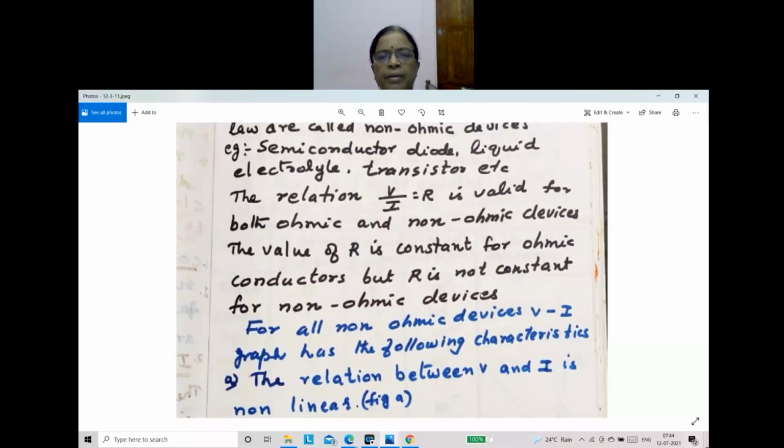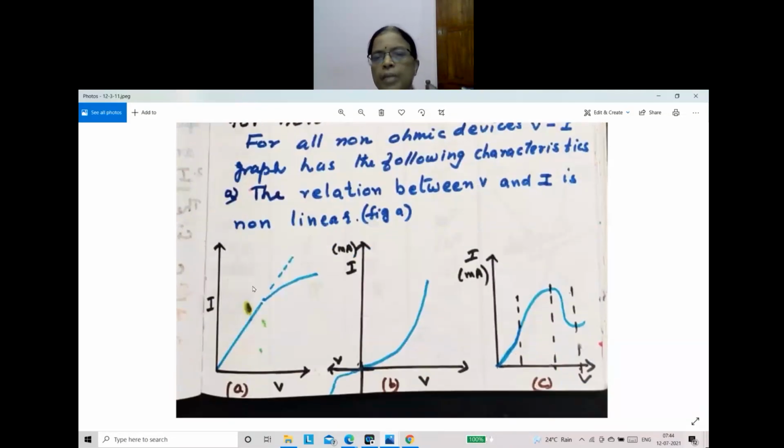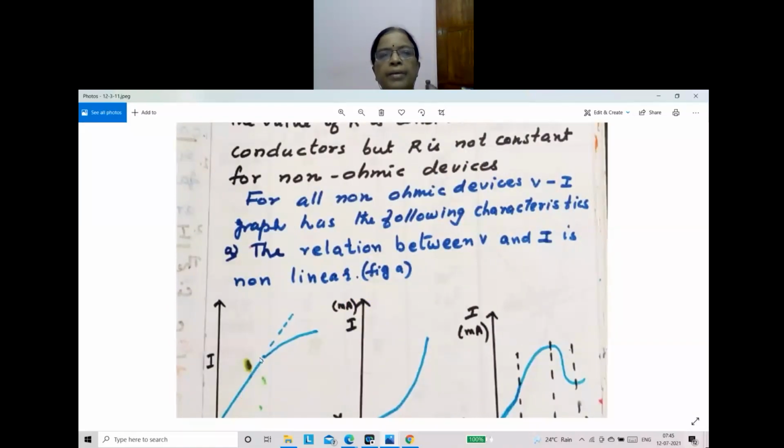See, these are non-ohmic devices. We can plot the graph and we get resistance also. V by I will give resistance, but here you can see this part one resistance, this part another resistance. Here also we can find resistance. So it is valid. Ohm's law is valid for all these materials, but for an ohmic material, R is constant. For a non-ohmic material, R is not constant, it is varying. In different parts, resistance is varying.